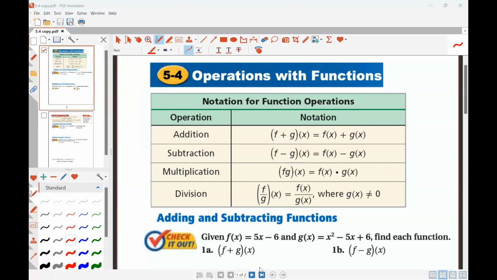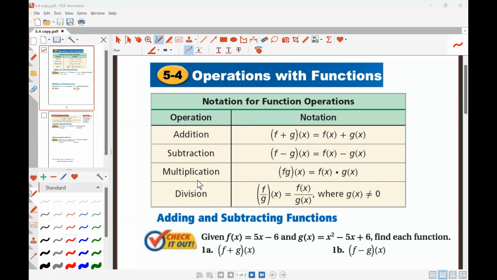Hello everyone. In this video we will be talking about operations with functions. Chapter 5 section 4. We can combine functions together using the arithmetical properties that we know hold for the numbers: addition, subtraction, multiplication and division.